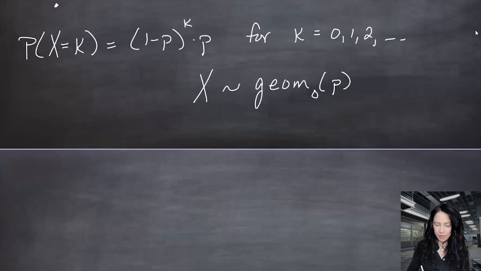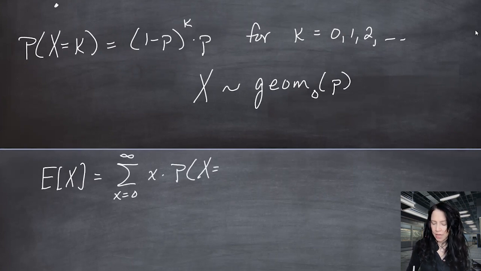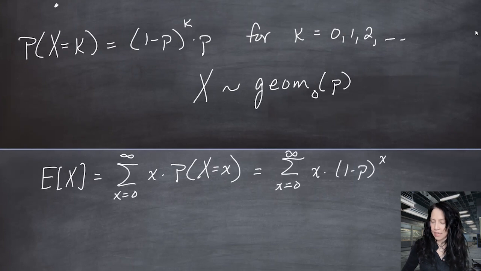So the expected value here, for any expected value, this is going to be the sum over all of the states. I'm going to use X. I think that looks more natural in an expectation of X times the probability that X equals X. And so in this case, this is the sum of X times 1 minus P to the X times P. Or that sum could have been over K and we could have kept everything in terms of K.